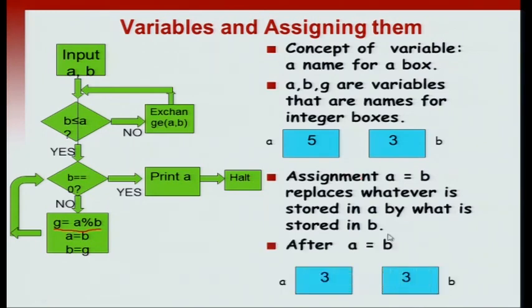Okay. For example, if A was 5 and B is 3, after A equal to B, you would take the value of B and put it in A. So, A will now become 3 and B will remain 3.